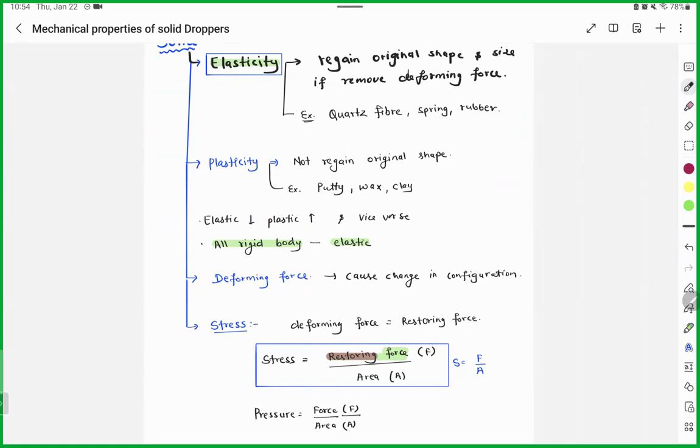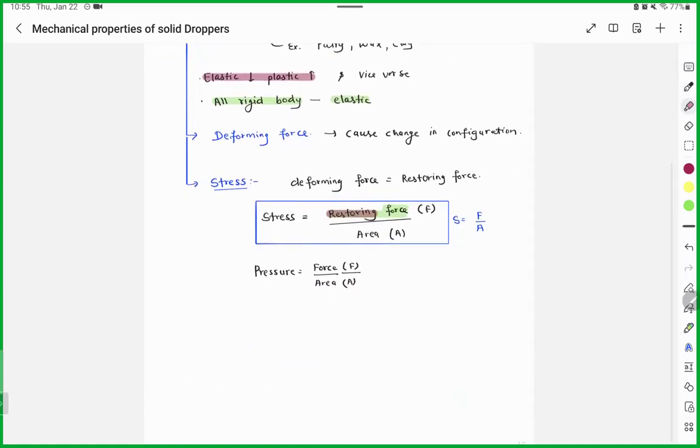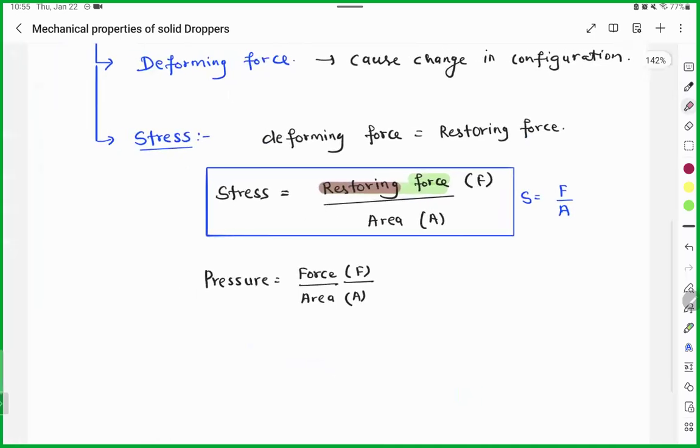Okay, so Sarah and Jordan and Anvita, elasticity. Any body has the ability to regain its shape and position once you apply the deforming force. Plasticity, whatever you do, it will not regain. Elasticity is exactly opposite to plasticity. If elasticity is less, plasticity is more, and all rigid bodies will have elasticity because they try to remain in the same position. Deforming force is the force that is responsible for any change, and in case of stress, we use a restoring force. This restoring force amount is exactly the same as the deforming force, but the direction is opposite.